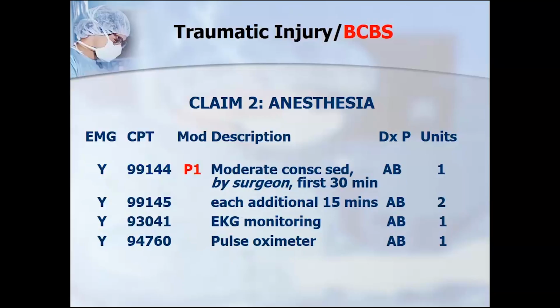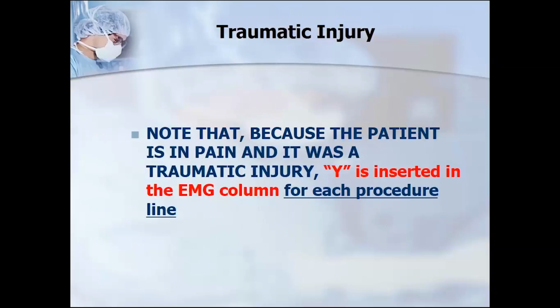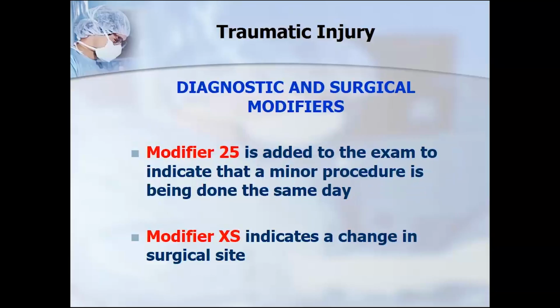On claim 2, we also add in the anesthesia. So we're billing the first 30 minutes, 99144, units 1, each additional 15, so we've got 2 of those, EKG monitoring, pulse oximeter. So note that because the patient is in pain, it was a traumatic injury, that Y has to be inserted in the AMG column for each procedure line. What this does is increase the allowable benefit for the procedure.